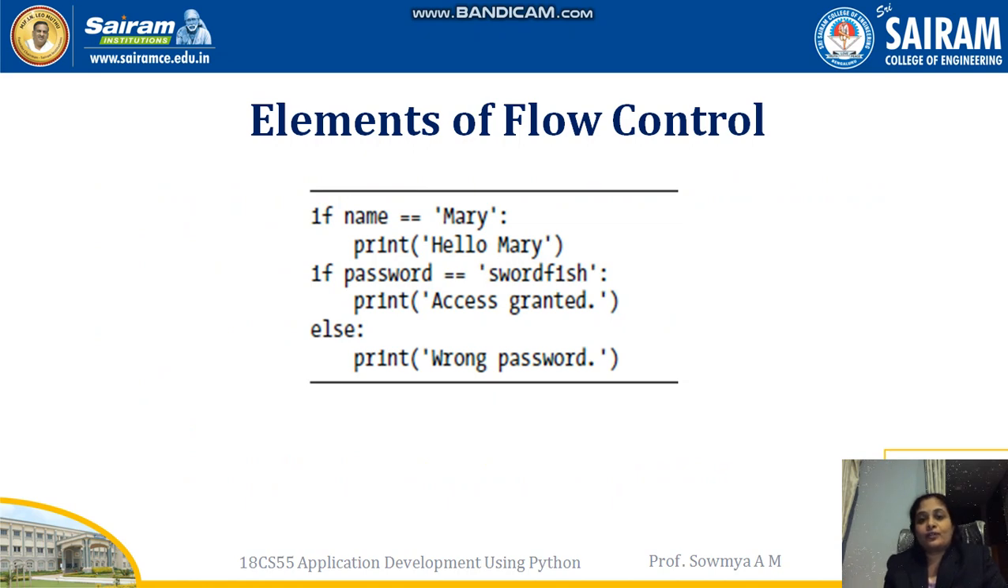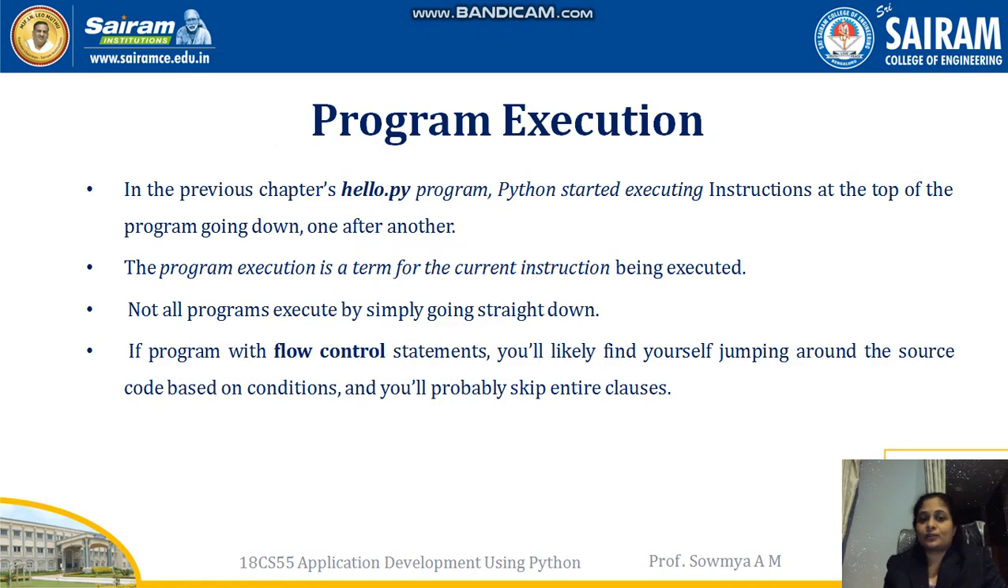So for the elements of flow control, we already said there should be a condition, like if name equals Mary, then you print hello Mary. If password is equal to Swordfish, you grant the access, else you print wrong password. So if name is not equal to Mary, you directly go to the else part. If the name is equal to Mary and password is not equal to Swordfish, then also you go to the else part. So this is how the elements control the flow.